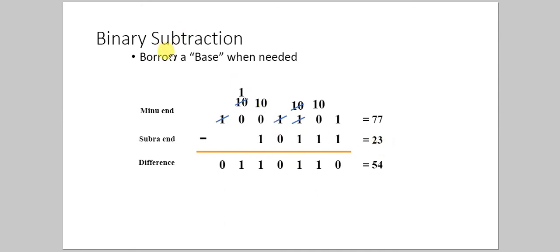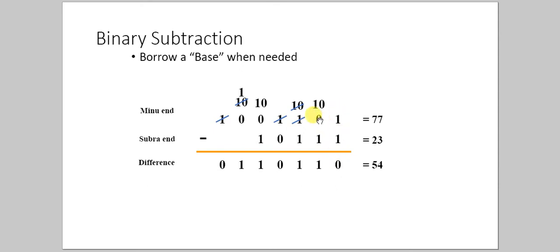Similarly, for binary subtraction, there are two numbers now. These are 77 in base 10. The upper number, from which we are going to subtract, is called the minuend, and this is called the subtrahend, the number which you are going to subtract, and the result is the difference. So 1 minus 1 is 0. That is simple and straightforward.